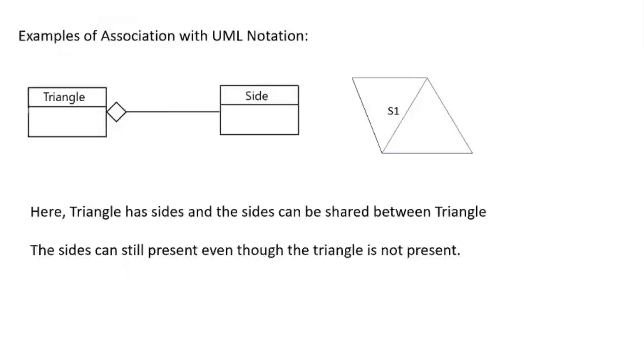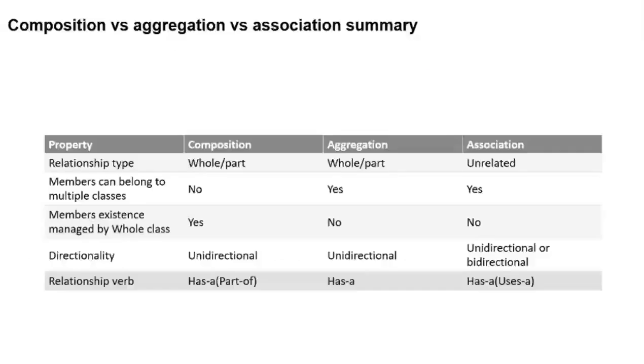Let us take one example of association. It's a very simple example in which a triangle is created out of sides. So a side is a part of a triangle in this case. But it is not necessary that a side belongs to only one triangle. In the diagram shown here, two triangles share a common side among them. So a triangle has sides, and a side can be shared between triangles. The side can still be present even though the triangle is not present at all. Sides are totally scattered separately, we may say.